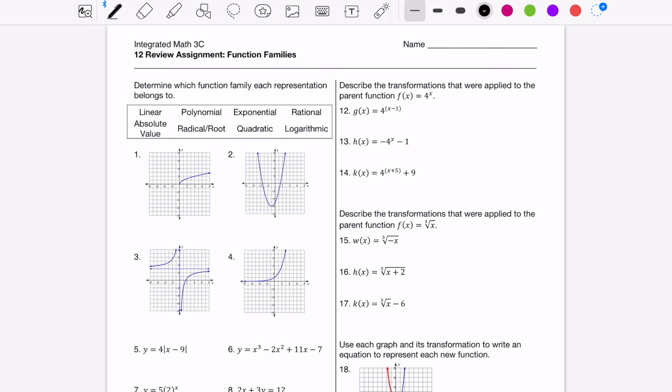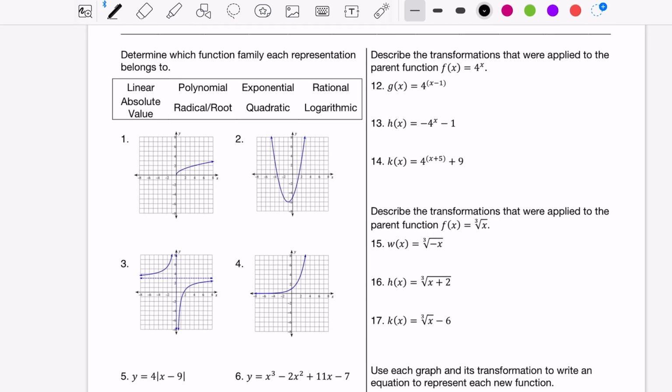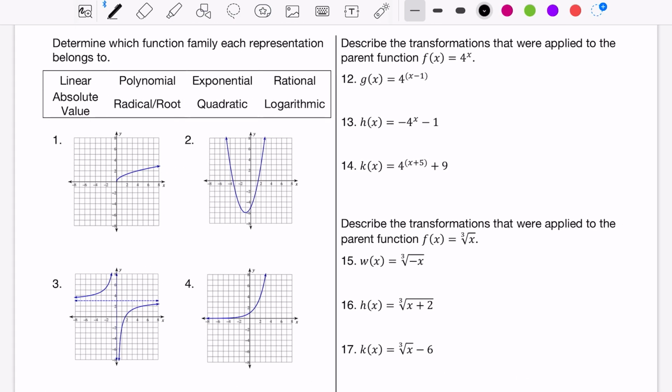Alrighty, we're going to go over the Unit 12 review, which is on function families. So the first question says to determine which family each representation belongs to. So you have to know the shape of the graphs and what the equations look like. For this first one, I see that it's starting at (0, 0), and it's the dolphin jumping out of the water. So that's going to be the radical. It's actually a square root graph, so if you really want to be specific, you can write square root.